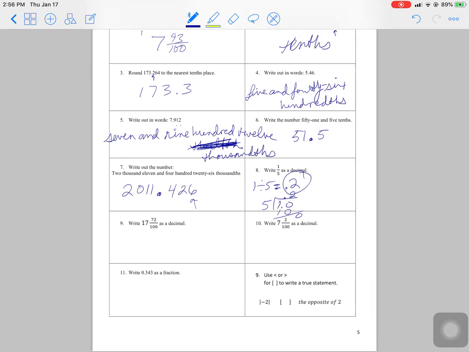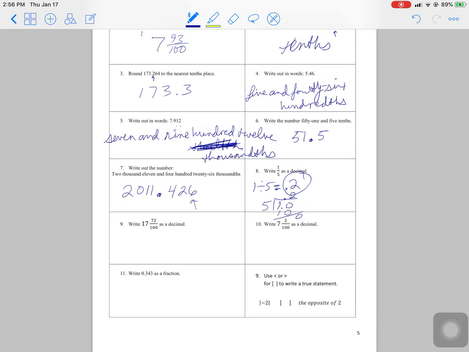Right, 17 and 72 hundredths as a decimal. 17's the whole number part, and 72 hundredths. Right is a decimal, 7 and 2 hundredths. Right is a fraction. This is 343 thousandths. And the absolute value of a -2 is a 2. The opposite of a 2 is a -2, so clearly a +2 would be greater. Thank you.